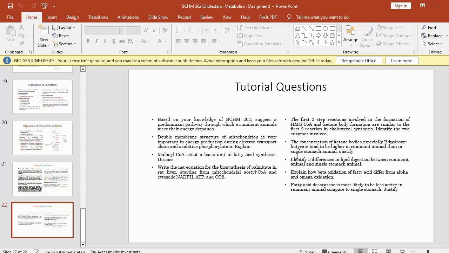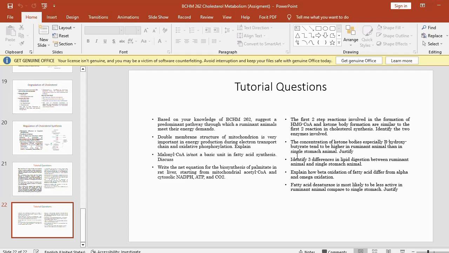And you can justify this with the smell of ketone bodies from ruminant animals. When they breathe, you feel the smell, because we said ketone bodies give one kind of distinct odor.